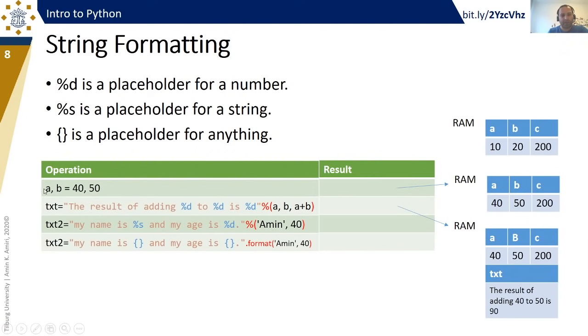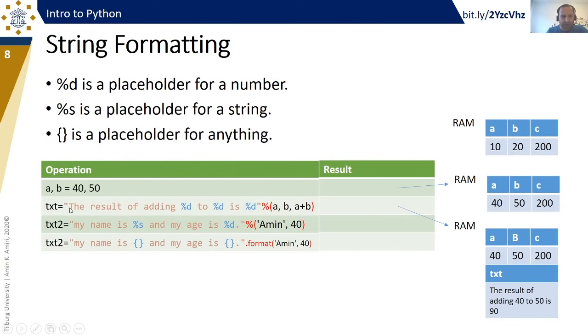First of all, I have a, b equal to 40, 50. Rather than writing a equal to 40, going to the next line and writing b equal to 50, you can set two variables at the same time using this comma operator. So as a result of this, the RAM will be changed, and a will be set to 40 and b will be set to 50.